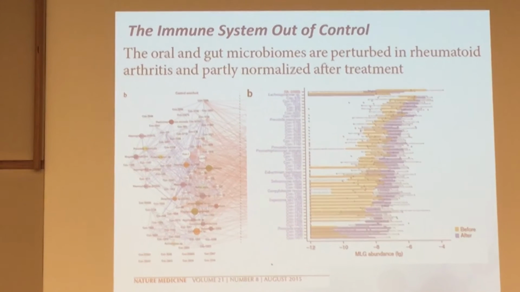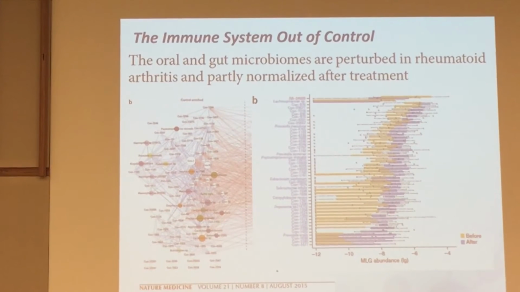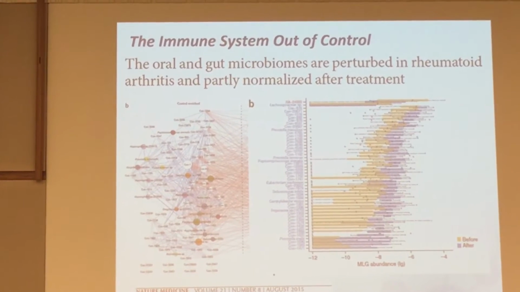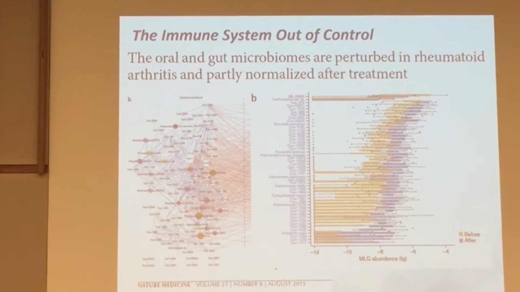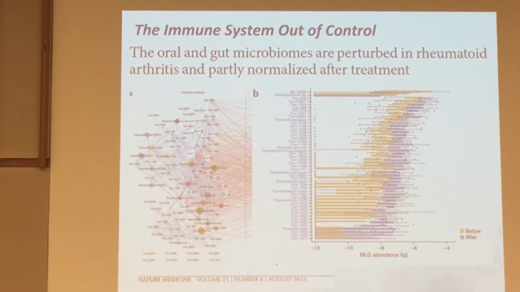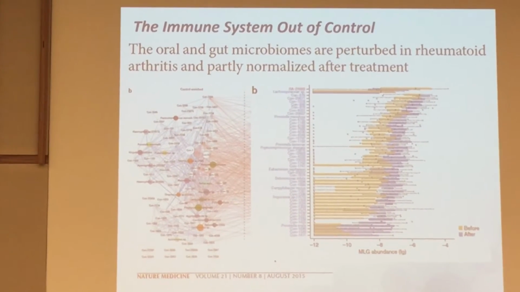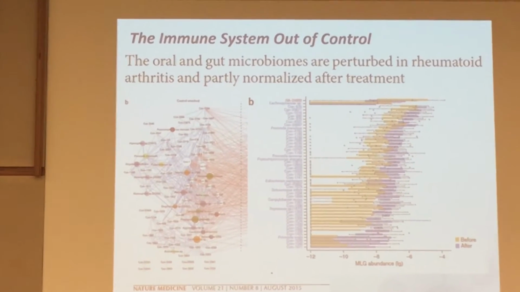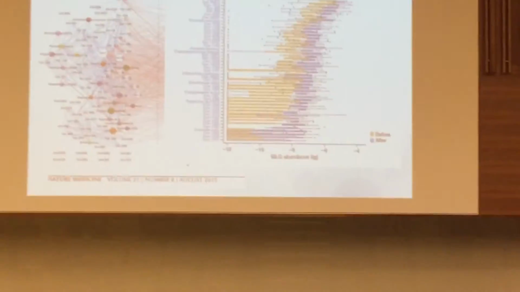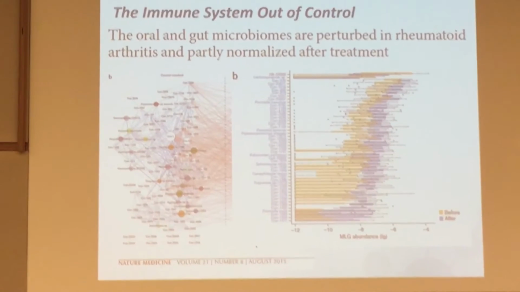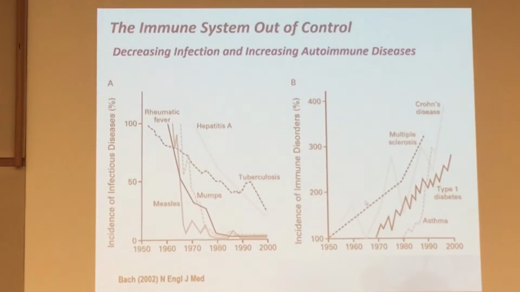They found that when we treat these patients successfully with anti-inflammatory drugs, the populations move back towards normal. And in fact, the patients that didn't respond very well to the drugs didn't shift their microbial populations. So this is telling us that this inflammatory disease and these microbial populations are all connected in some complex way that we don't really fully understand yet.